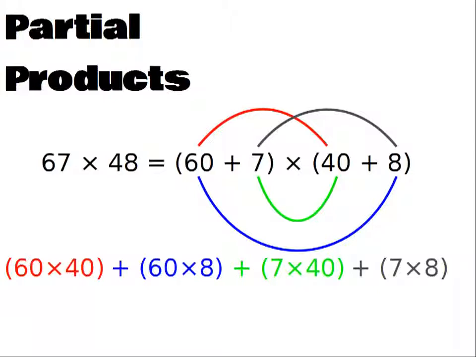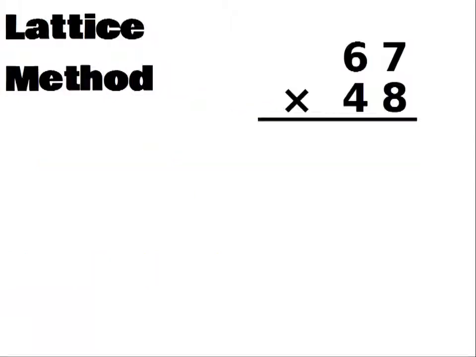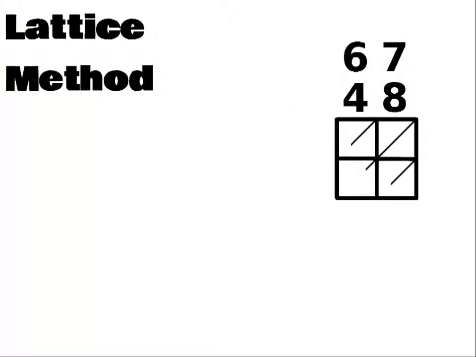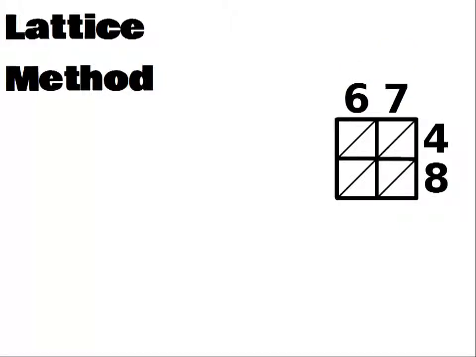Now let's take a look at a method of multiplying that's quite different from the other ones. It's called the lattice method. Here's how it works. We have our 67 times 48. So what we do is we make a grid, a 2 by 2 grid, and we draw diagonal lines going from northeast to southwest, upper right to lower left. Then we write one number going down on the right side and one number going across on the top.